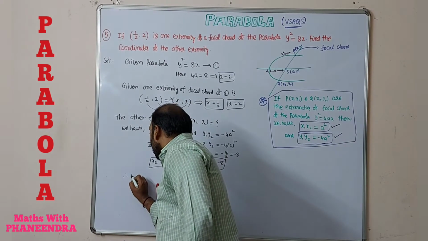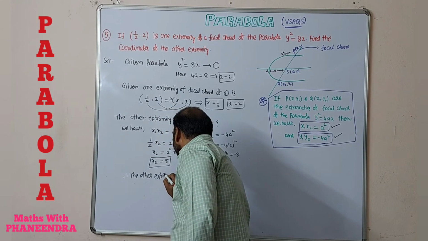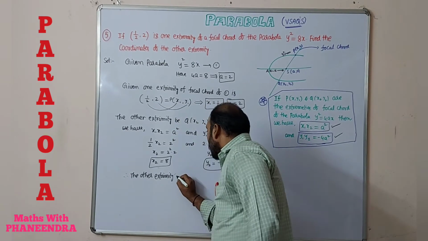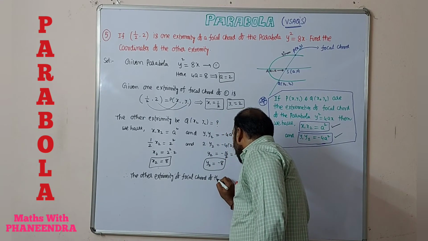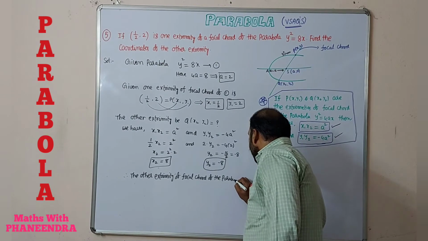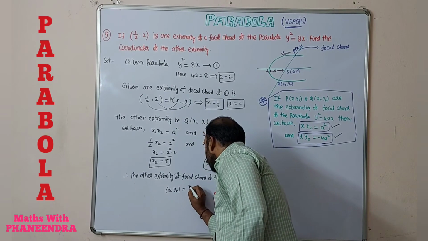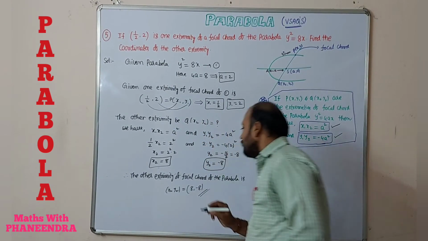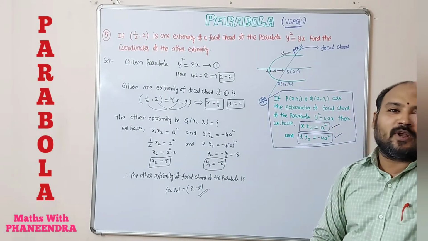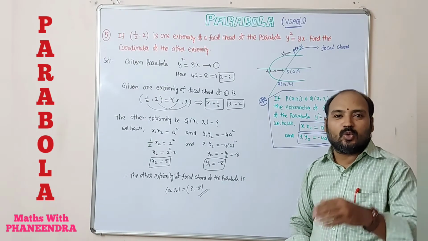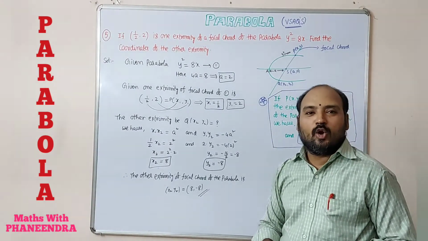Therefore, the other extremity of the focal chord of the parabola is (x2, y2) equal to (8, minus 8). Not only this method, two more methods are there, dear students, which I already explained in the regular class. You can go to the parabola playlist. I hope you understand, dear students.